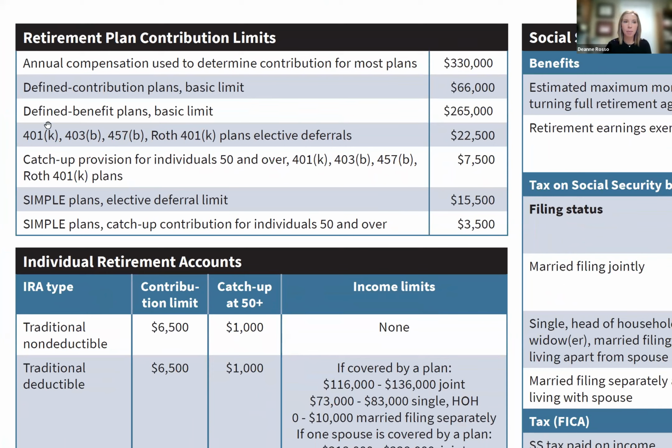And you can see that number here: 401k, 403b, 457, Roth 401k. This year, there's an increase up to $22,500 in salary deferral that you can add to your 401k or 403b or Roth 401k. And if you're over age 50, also an increase, you get up to $7,500 that you can add as a catch up.